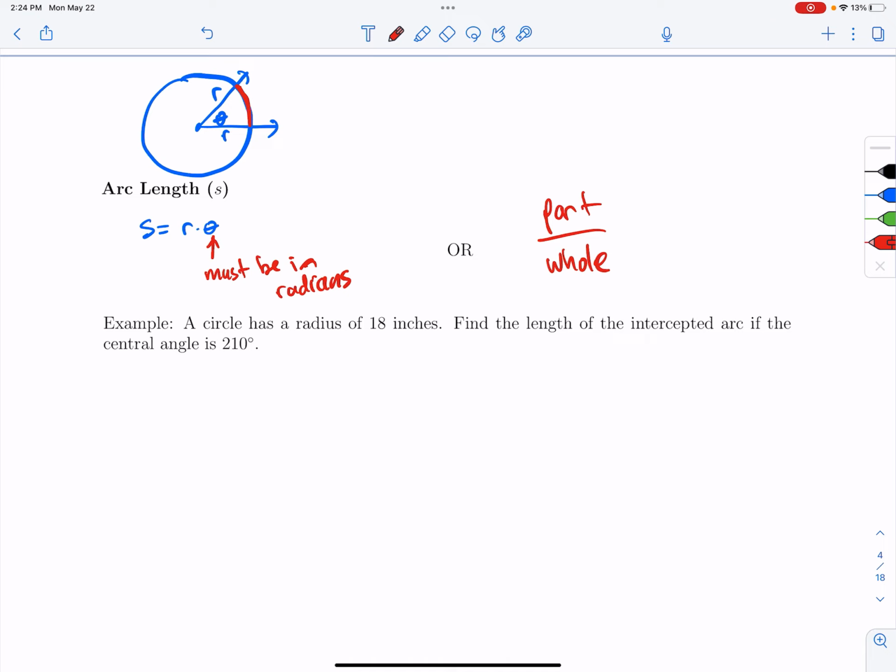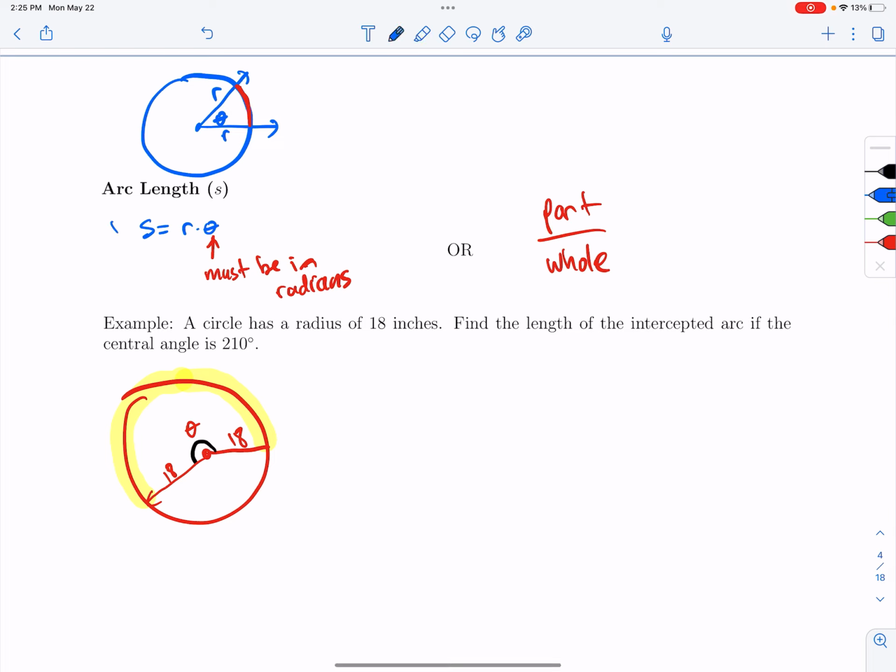So it says a circle has a radius of 18 inches. Say that that's 18 here. Find the length of the intercepted arc if the central angle is 210 degrees. So 210 degrees is a little bit more than halfway around. Okay, so there's my angle. Let's call it theta. And that radius over here is also 18. So what we're trying to do is find what this arc length is. How long is that?